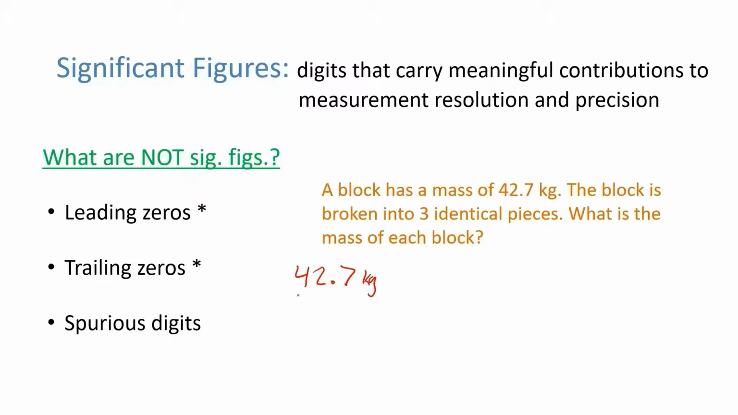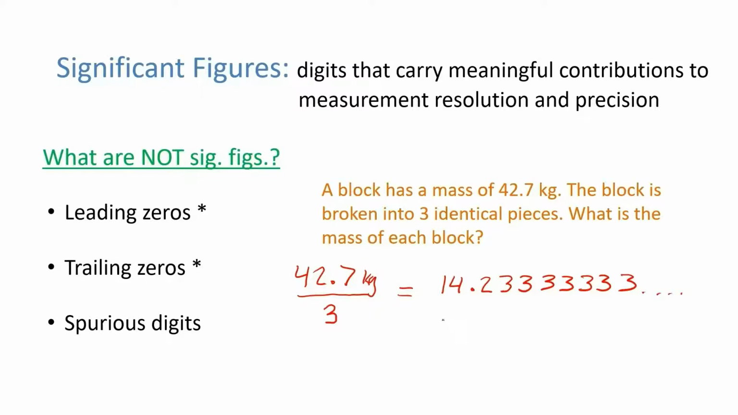the 42.7 kilograms. And again, I apologize for my sloppy handwriting. I'm hoping I will get better as the semester goes along. And I divide that by 3, and that's going to give me 14.233333333, and that'll keep going forever. All right, so my calculator is going to show all of these digits. So does that mean they're all significant? The answer is no, they're not significant.